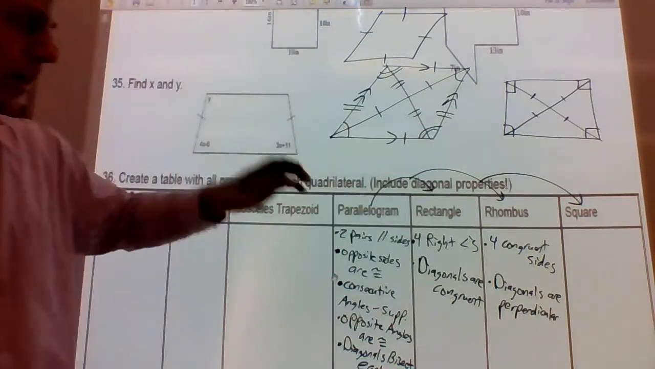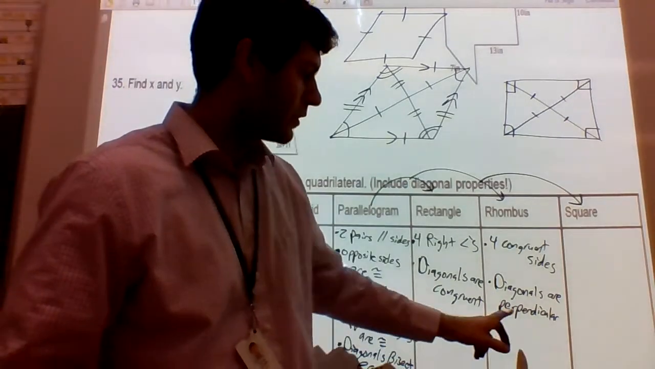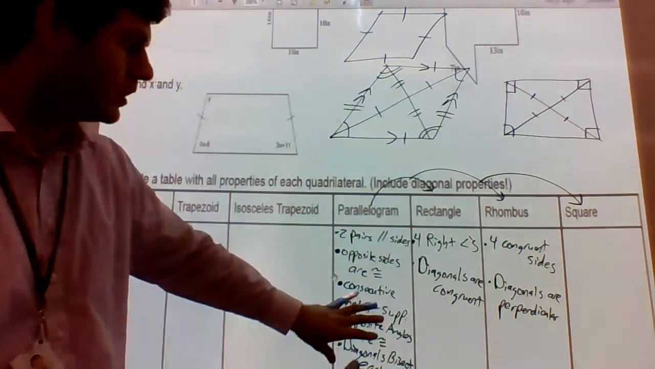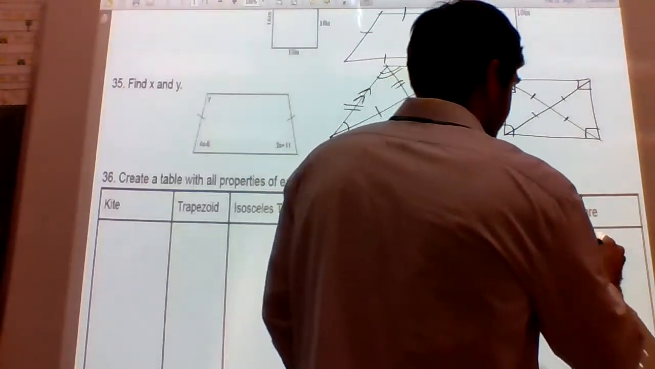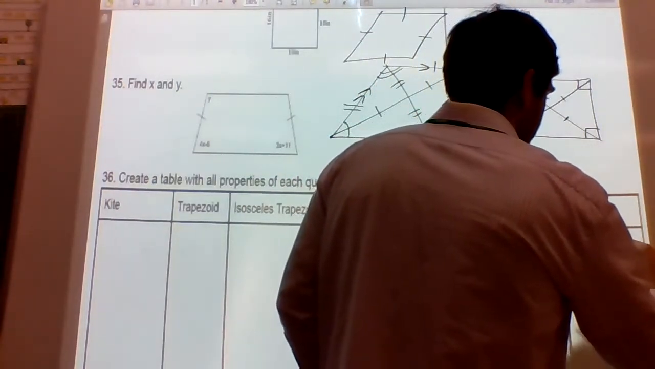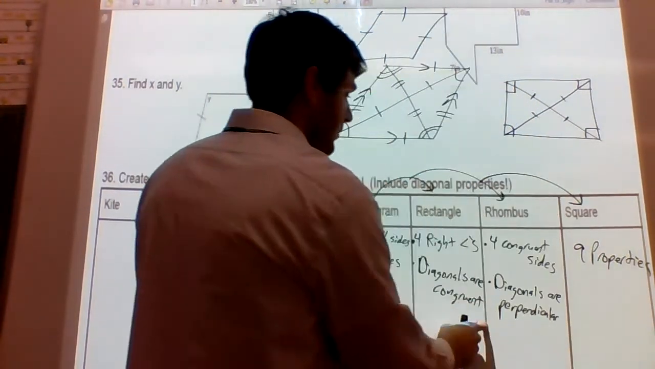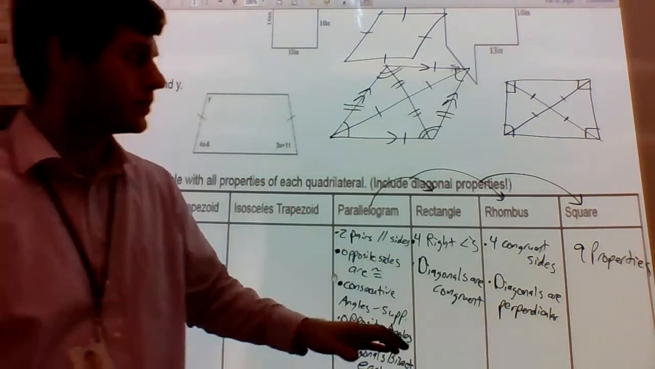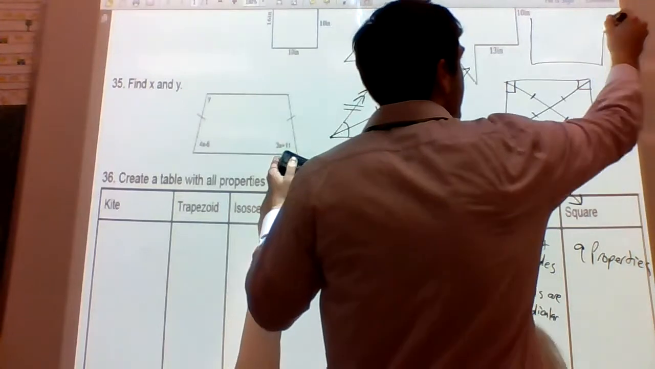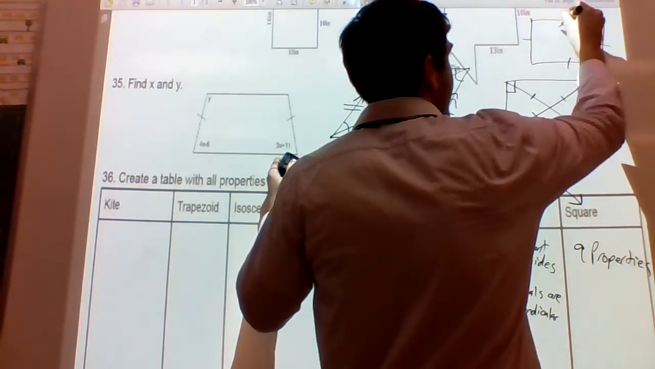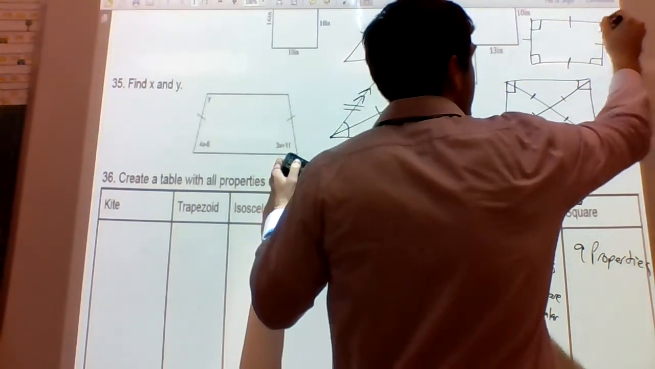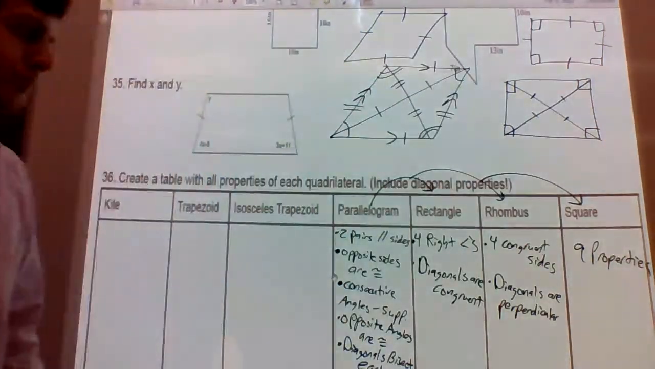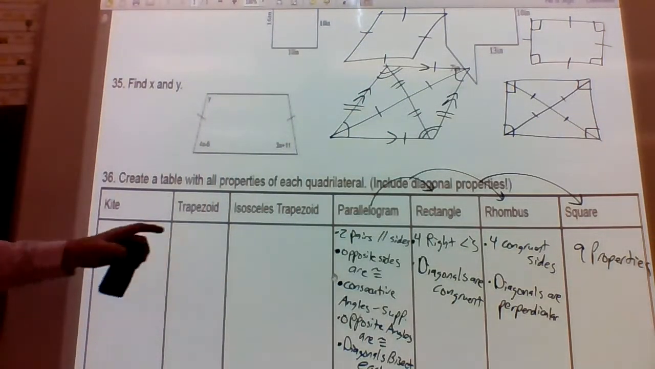And then squares are going to have all the properties of rhombuses and rectangles. So all 9 properties will be in the square. We're not going to write them all. The square has 4 congruent sides and 4 right angles.